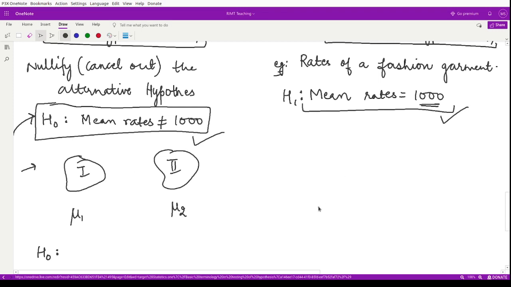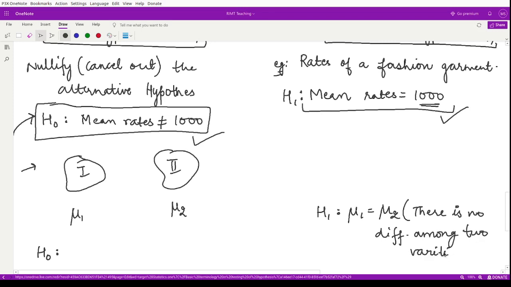So in the alternative hypothesis, we will say that the means, they are equal to each other. That means there is no difference among them. There is no difference among two varieties. However, in the null hypothesis, we will say that yes, there is some difference between these two varieties. That means the mean of these two, they are not equal to each other, right? So that would be your null hypothesis.